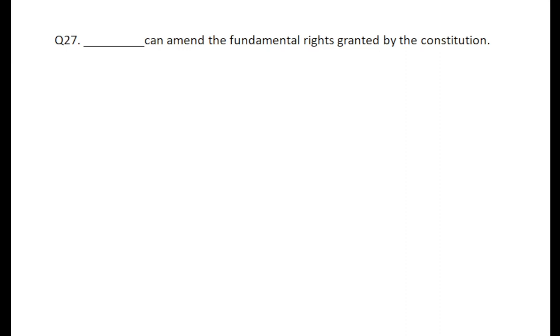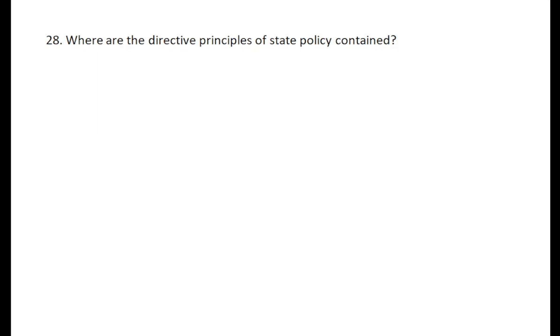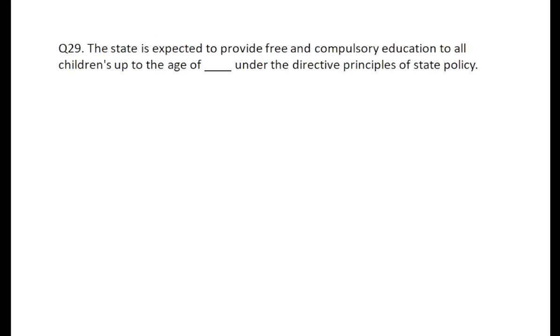Dash can amend the fundamental rights granted by the Constitution. The Parliament. Where are the directive principles of state policy contained? Part 4 of the Constitution. The state is expected to provide free and compulsory education to all children up to the age of dash under the directive principles of state policy. 14 years.